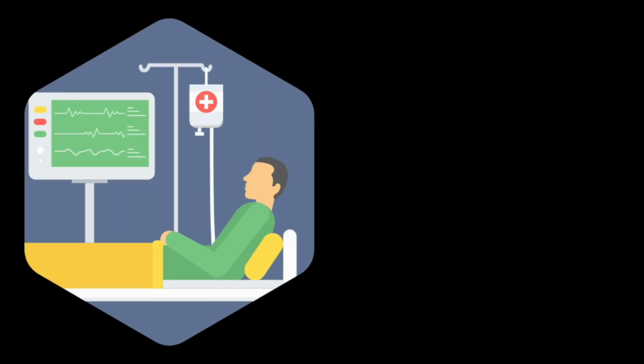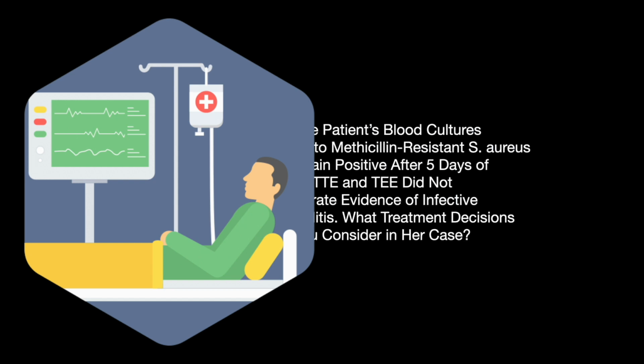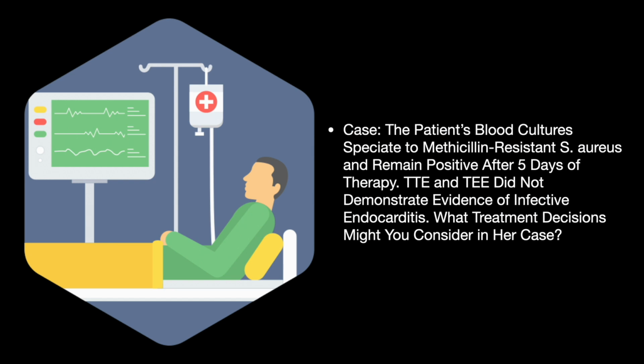So coming back to our patient, this was all about the evaluation. We understood when we should do the echo, when we should send the cultures, and when we should do the imaging. So this patient's blood cultures were methicillin-resistant Staph aureus, which remained positive after 5 days of therapy. The transthoracic and transesophageal echo did not demonstrate any evidence of endocarditis. Now, what treatment decisions might you consider in her case? So let's see what should be done.